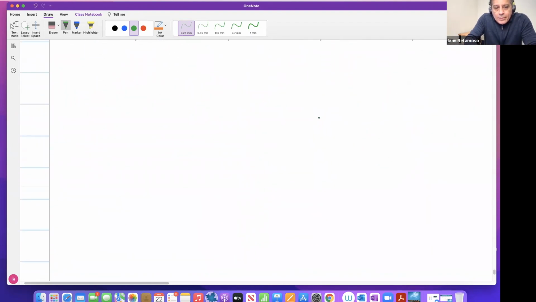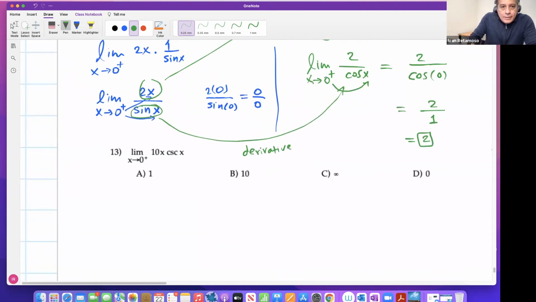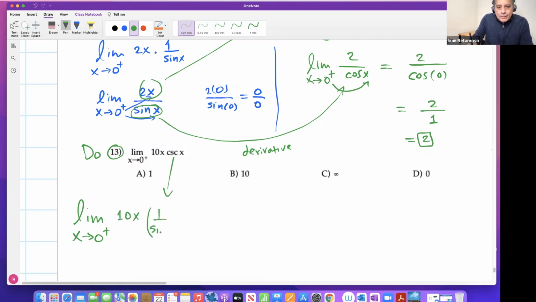So maybe you can try this one on your own, and then to finish this up. Limit as x approaches 0 from the right of 10x times cosecant of x. Hint: rewrite this as 1 over sine of x, and then continue there.